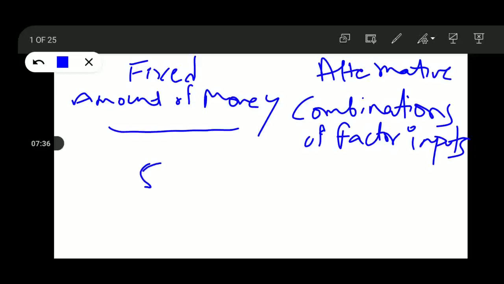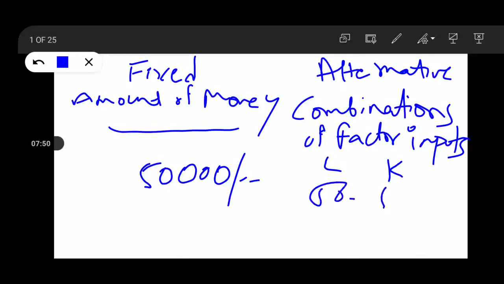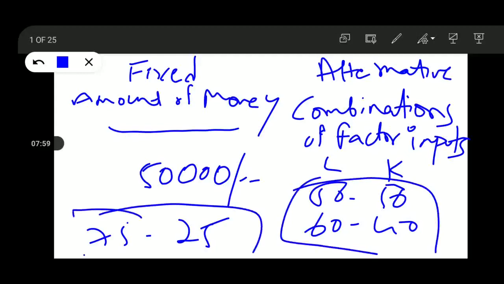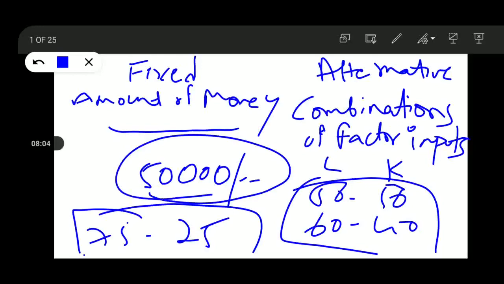Say for example, the amount is fixed, for example 50,000, and let us take two resources, labor and capital. So how about 50-50, 60-40 or 75-25? How much proportion of equal amount? This 50,000 must not be changed. By doing this, we know that we are drawing isocost curves.